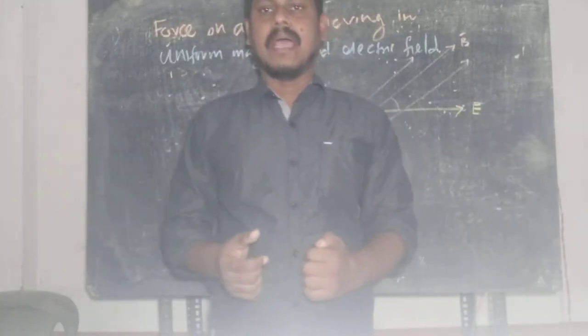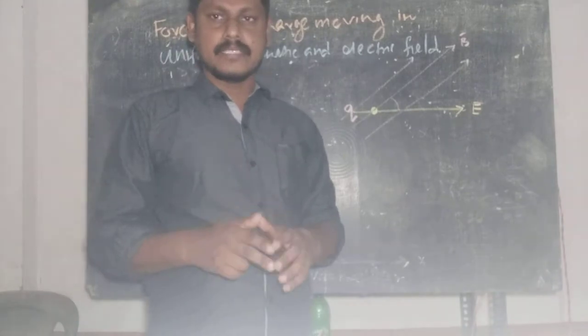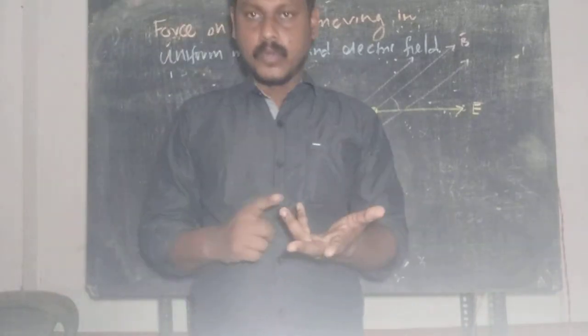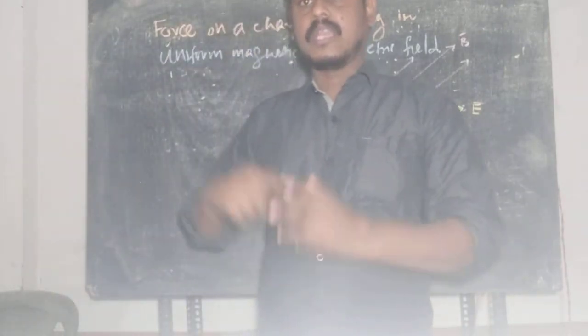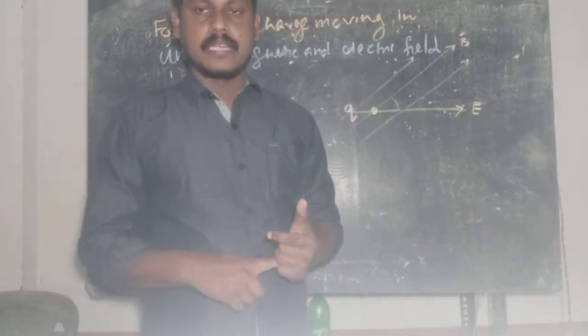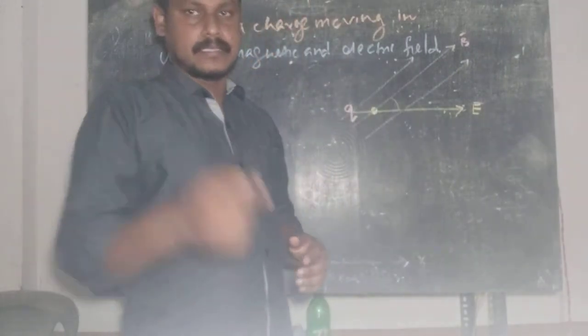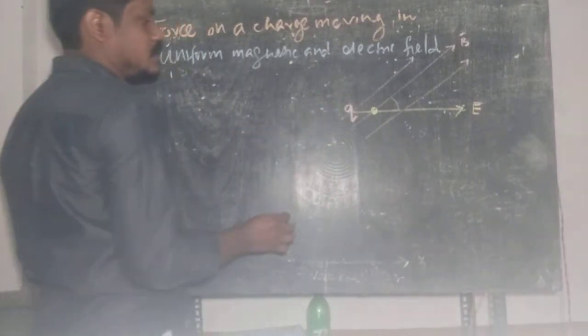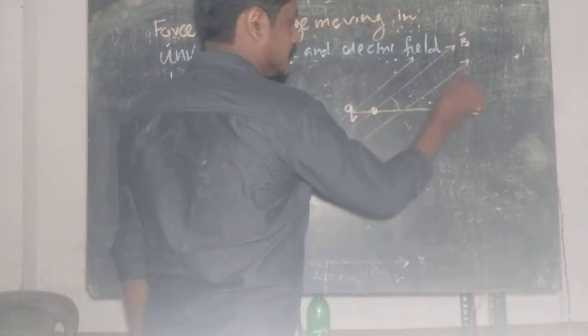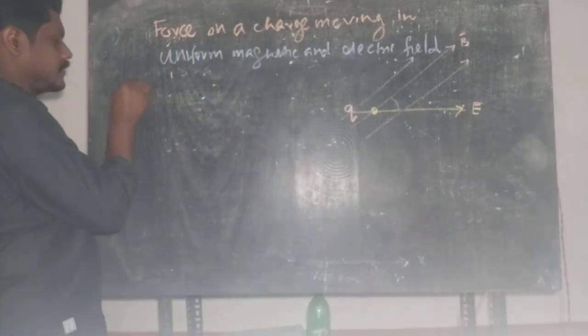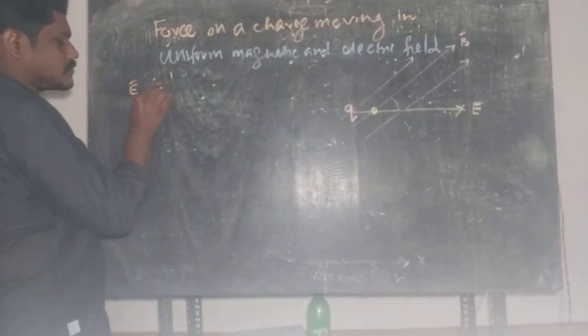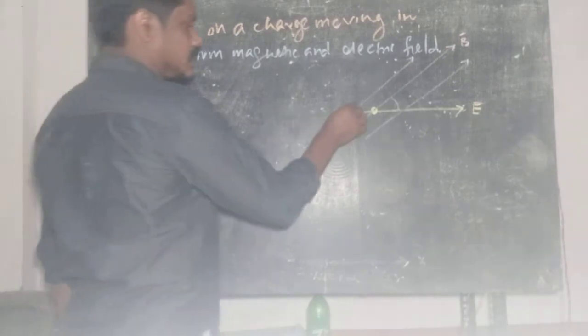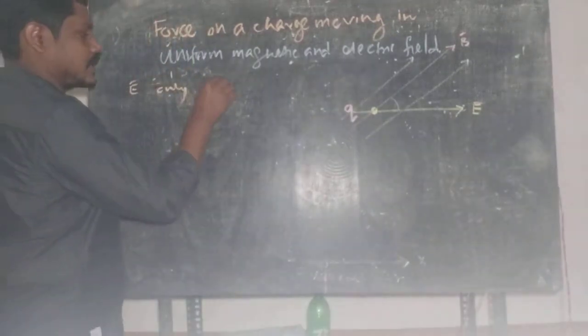It is the force on an electric charge when it is moving in a uniform magnetic field or in a combined field of an electric field and a magnetic field. Let us discuss. See, here a charge Q is kept in an electric field only. So the charge will be experiencing an electrostatic force.